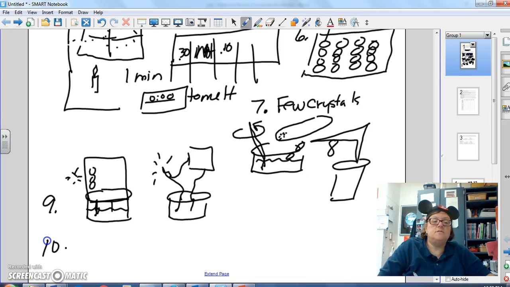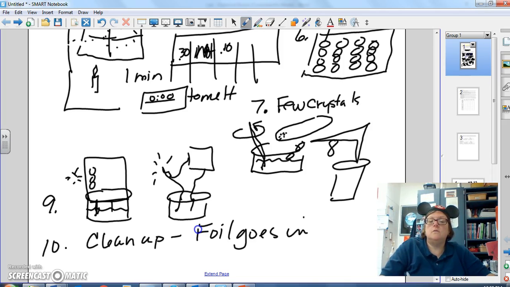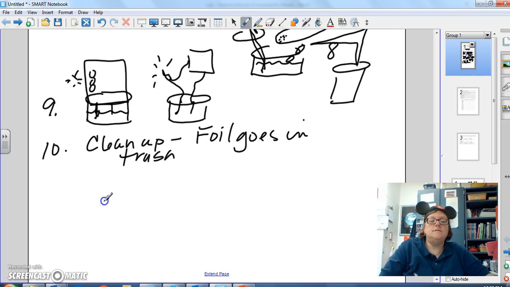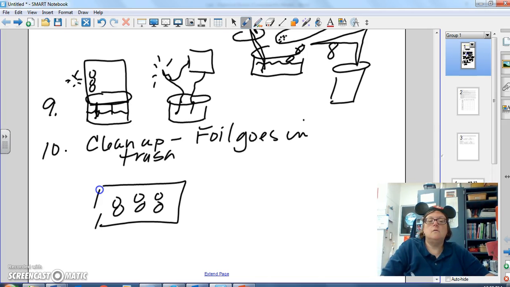When you're all done with this, we'll clean up. For cleanup, all the substances on the foil go in the trash. The well plates need to be rinsed out and left out on a piece of paper towel for the next group. Then you can start working on answering the questions. We'll go over that in class.